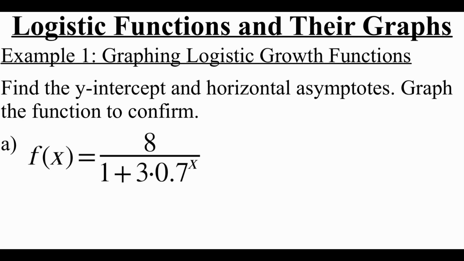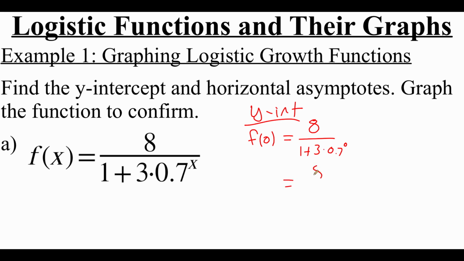In the first example, we're looking at f of x equals 8 over 1 plus 3 times 0.7 to the x power. To find the y-intercept, I want to find f of 0, meaning I'm going to take 0 and plug it into my function. So I end up with 8 over 1 plus 3 times 0.7 to the 0 power. Anytime I raise something to the 0 power, the answer is always 1. So on the back end of this function, this is like having 3 times 1.